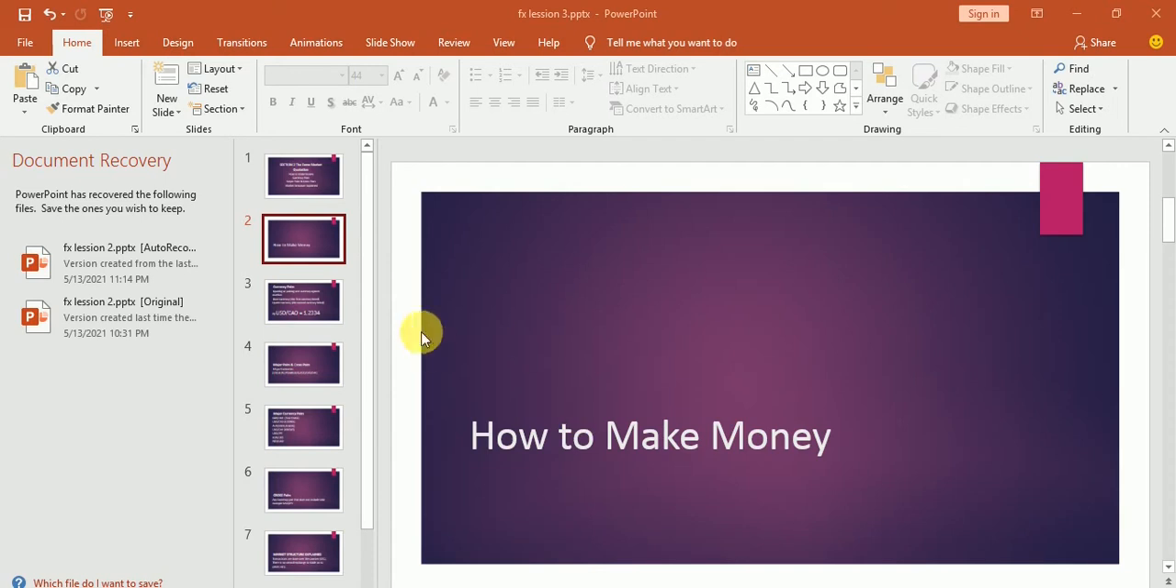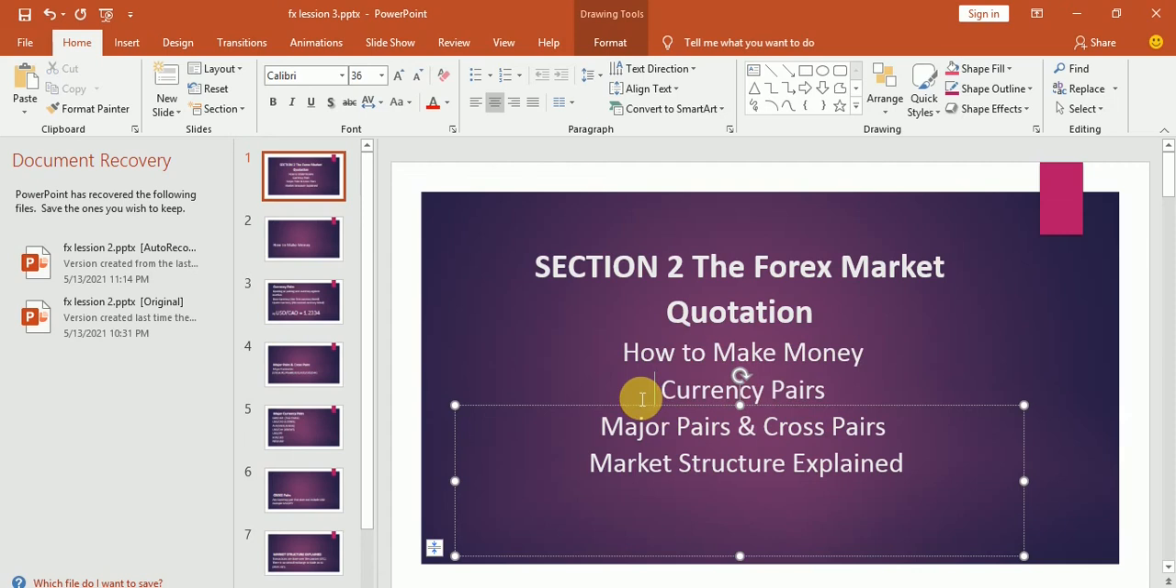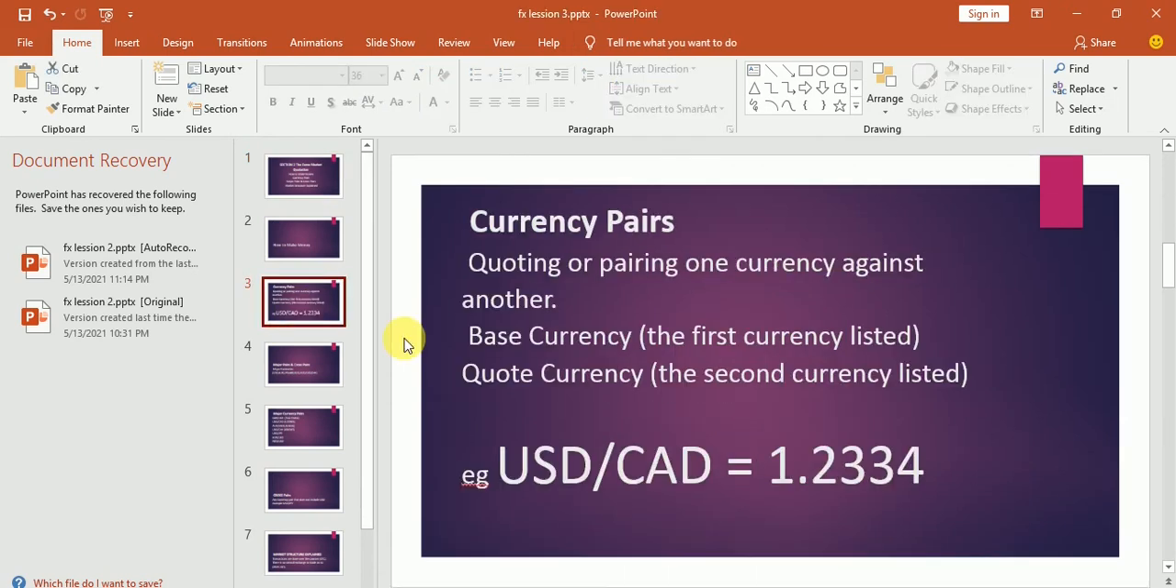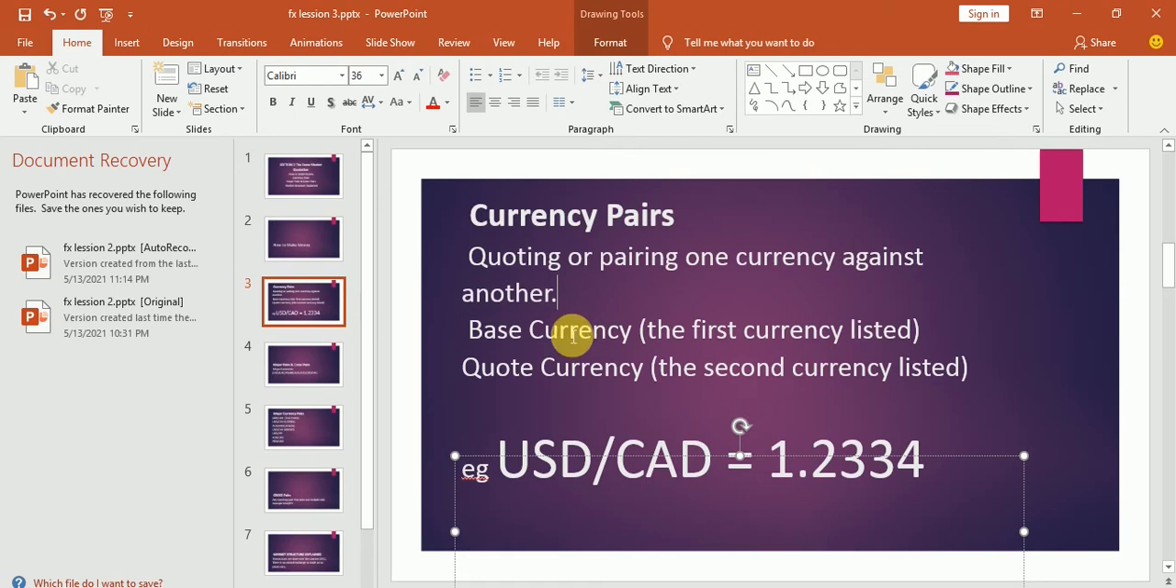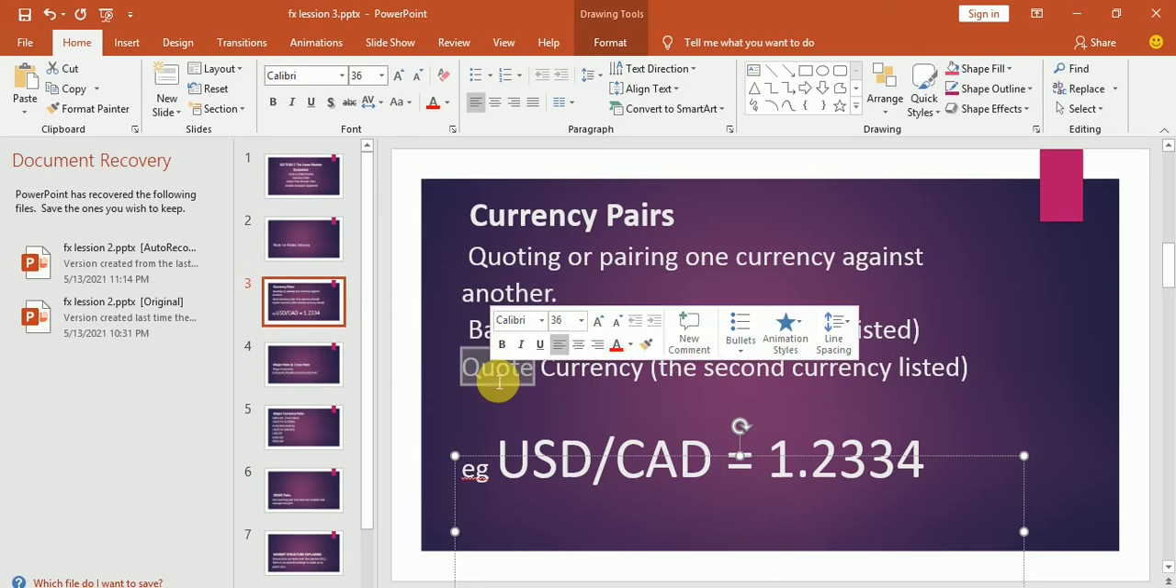Okay, let's proceed. What do we have in our list? The next thing we have in our list is currency pairs. Okay, so we're going to talk about it now. In currency pairs, we are talking about quoting or pairing one currency against another. The first currency is known as the base currency, and the second currency is known as the quote currency.